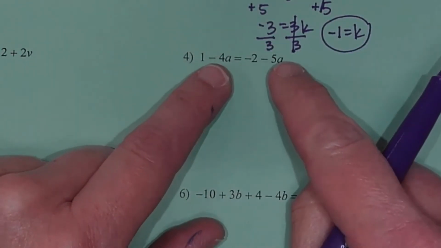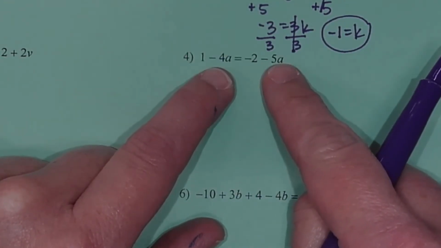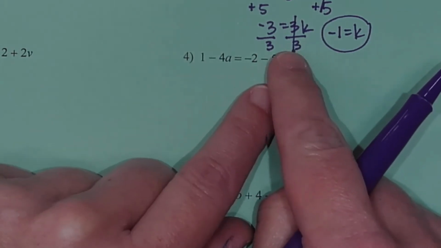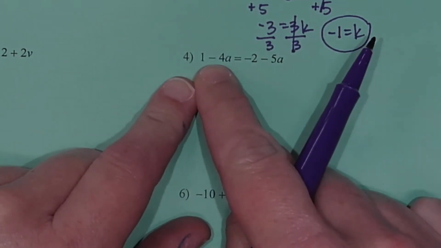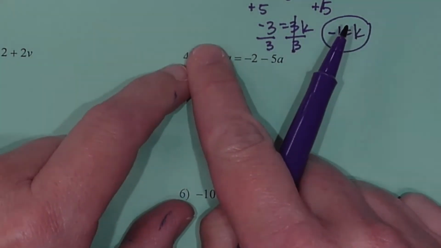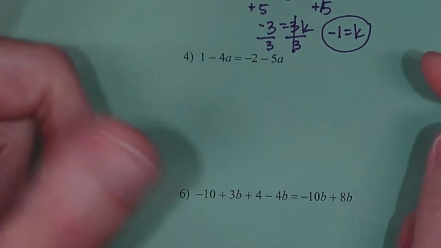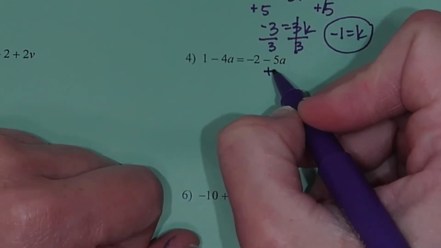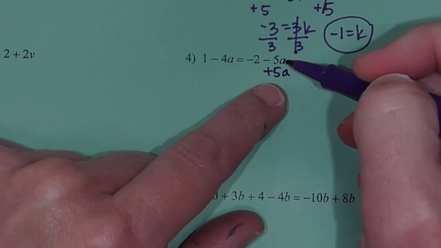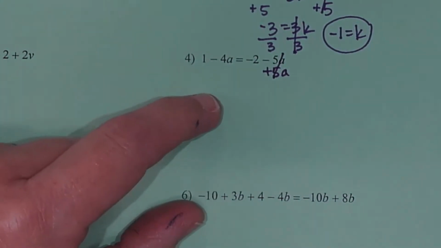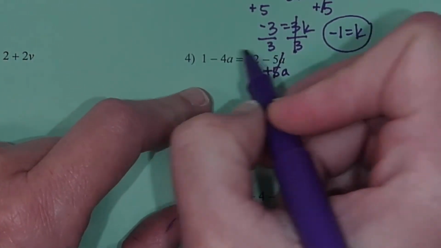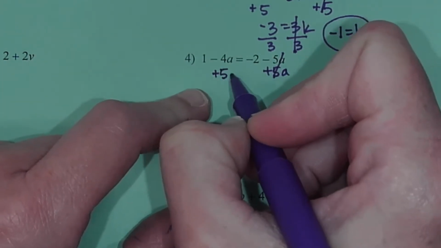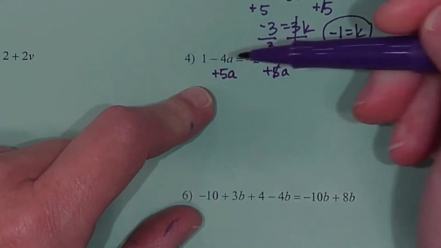So we do have variables on both sides, and we need to get them all on one side. We could add the 5a and bring them all over here, or we could add the 4a and bring them all over here. I'm going to try adding the 5a. So basically what I'm doing is I'm targeting this guy. I'm going to get rid of it. And what I do to one side, I also have to do to the other side. So plus 5a there.